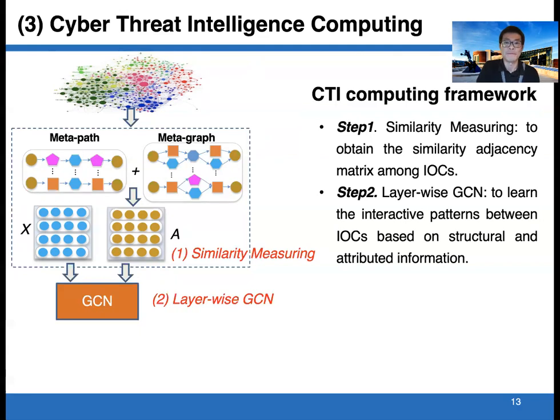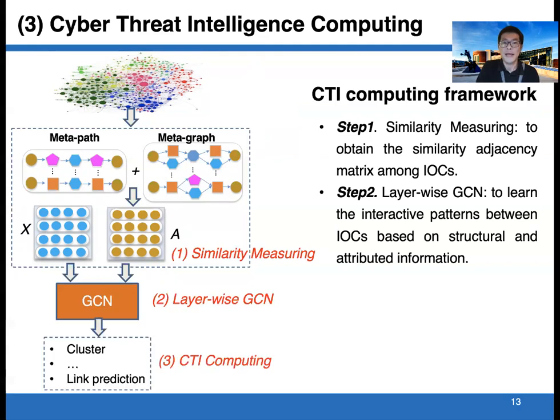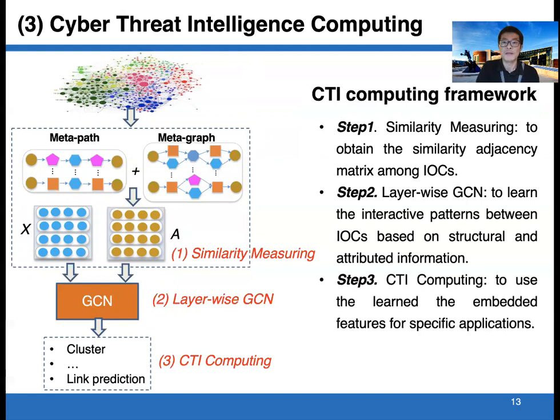In step 3, the threat intelligence computing aims to use the learned embedded features to perform specific applications such as vulnerability similarity analysis, IOC classification, threat relationship prediction, and so on. For more details on the CTI computing, please refer to our paper.